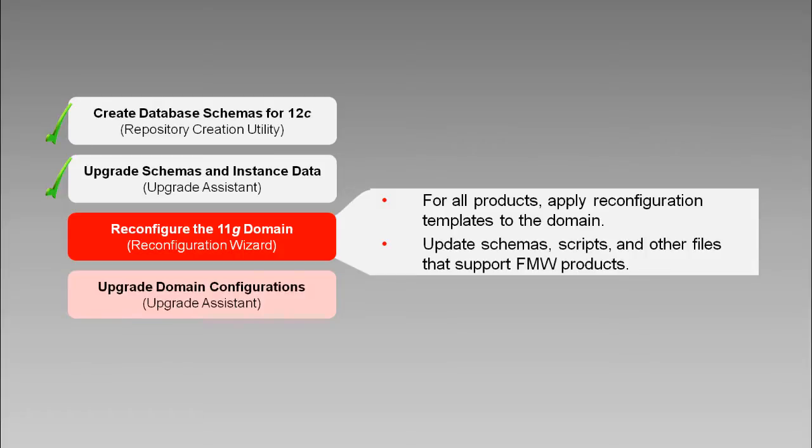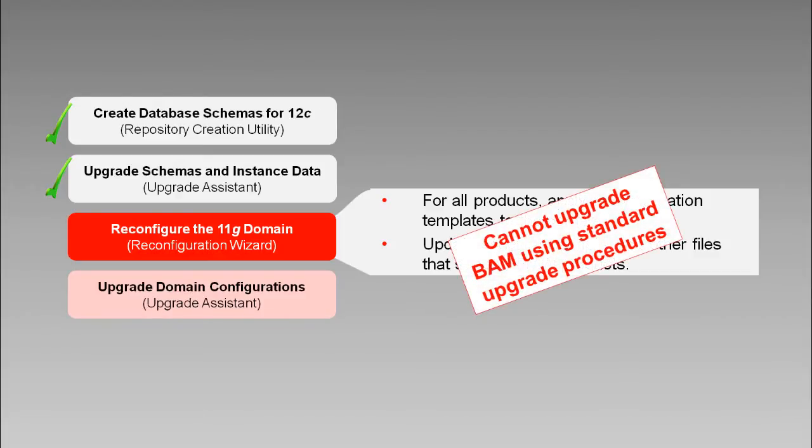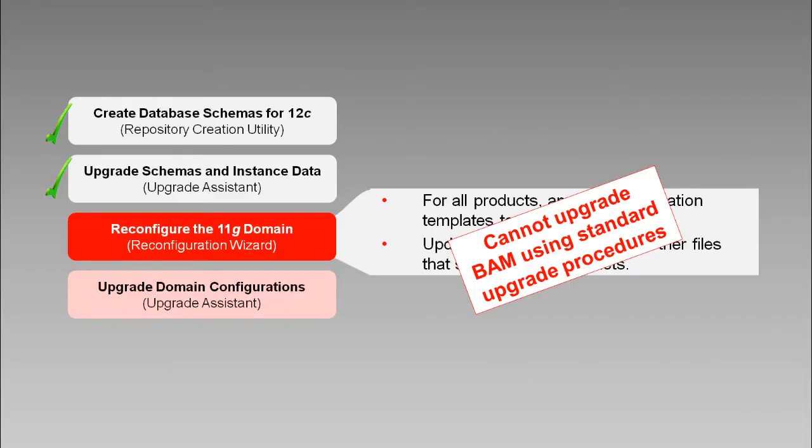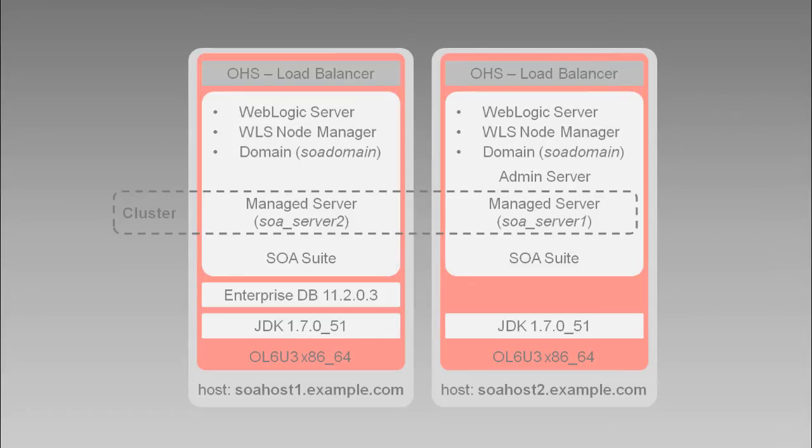We've said this before, but it's a good time to remind you that if you're using Oracle Business Activity Monitoring, or BAM, you can't upgrade BAM 11G to BAM 12C using the standard upgrade procedures. Refer instead to the Upgrading SOA with Oracle Business Activity Monitoring section of the Upgrading SOA Suite and Business Process Management Guide for more details. The topology we're using for our walkthrough doesn't include Oracle BAM, so we'll proceed as planned.